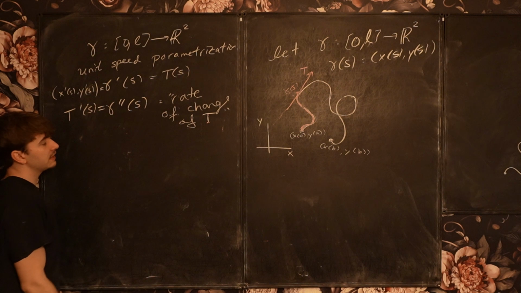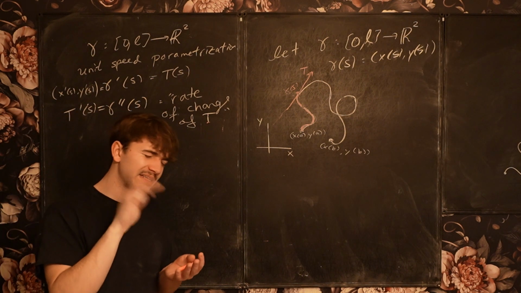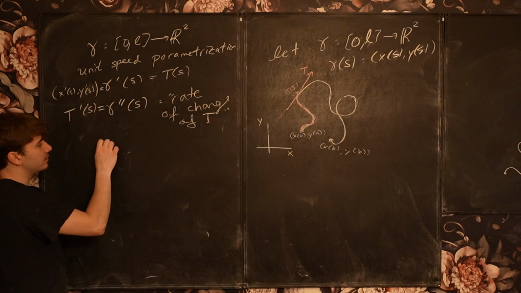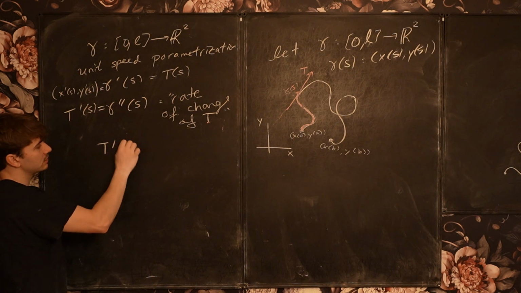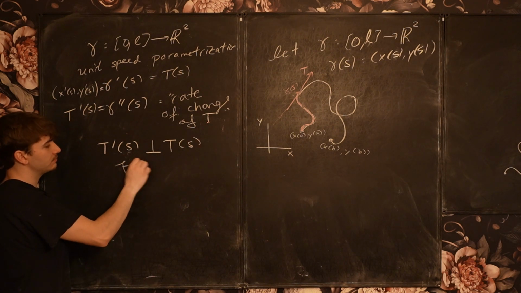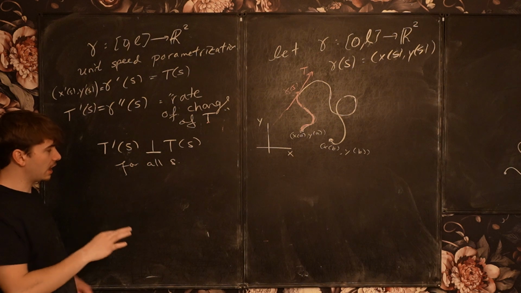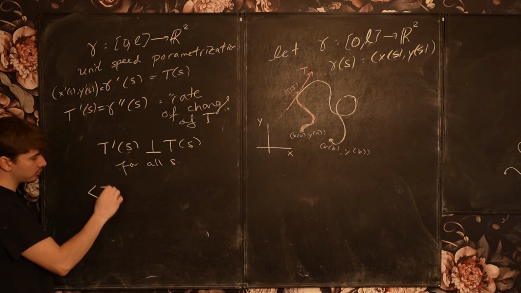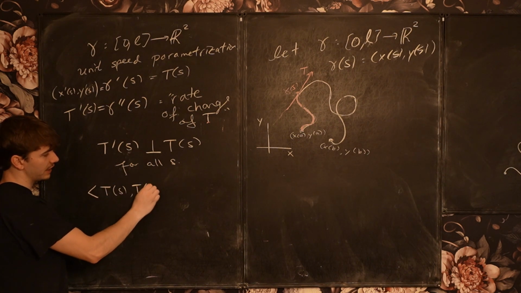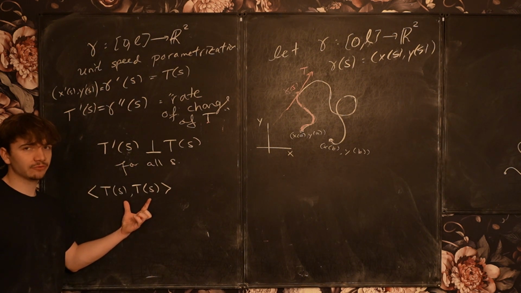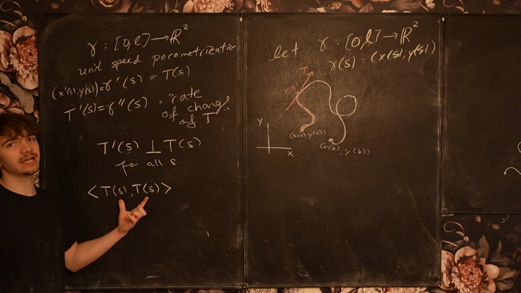The first thing we observe is that since the tangent vector is constant magnitude, T prime of s is orthogonal to T of s for all s. Why do we know this? Well, if I look at the inner product of T of s with itself, again I'm using the Euclidean inner product, and more generally in Riemannian geometry, you're going to have an inner product on the tangent space everywhere. But here we're just using the Euclidean inner product.